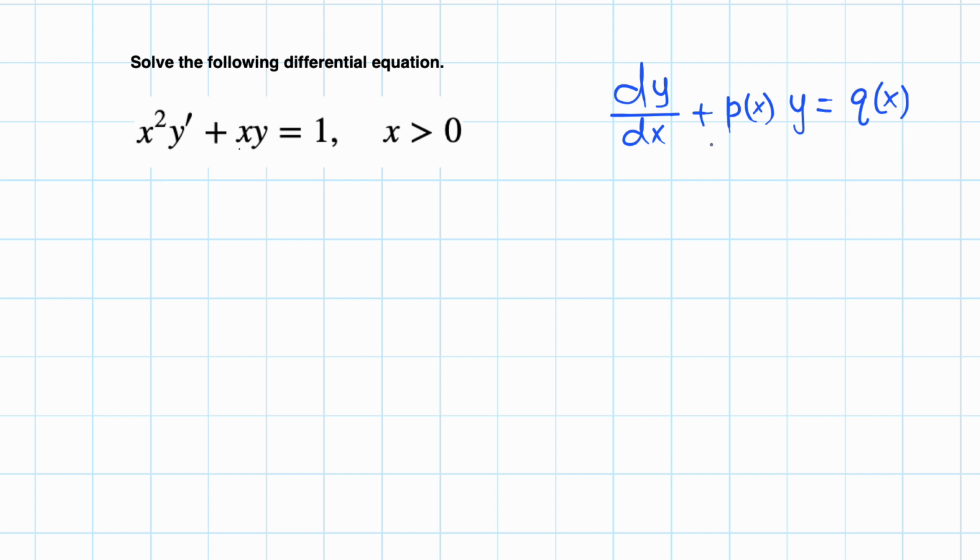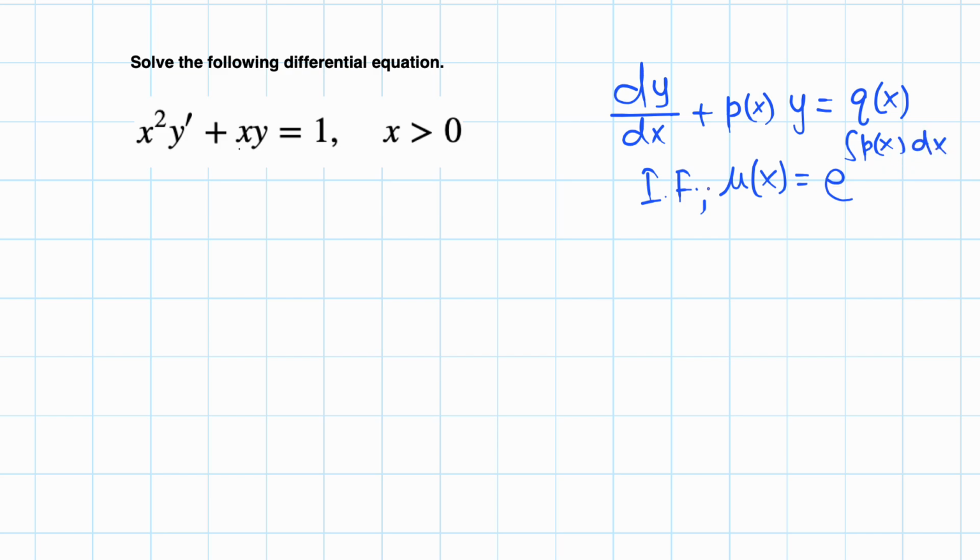Then to solve this linear differential equation, we multiply both sides by the integrating factor. That integrating factor, which we generally denote by mu as a function of x, is e raised to the integral of this p(x).